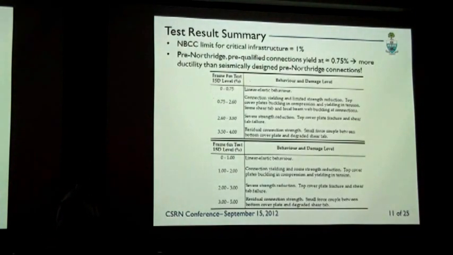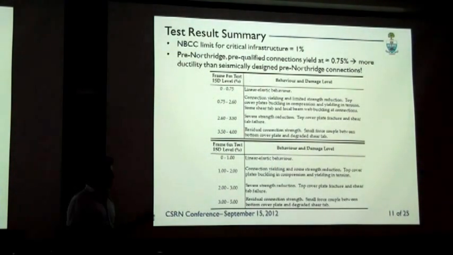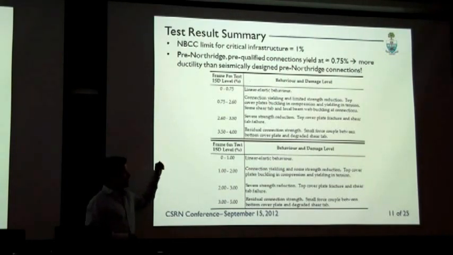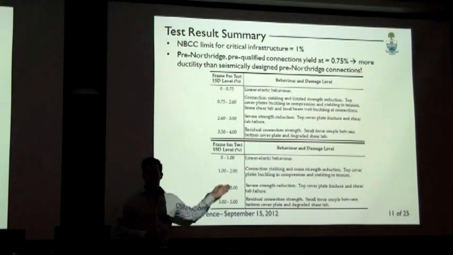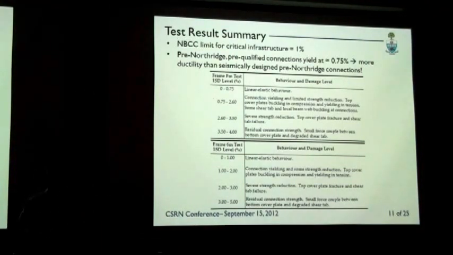This table summarizes the connection behaviors and damage levels associated with various inter-story drift levels. What I want you to get out of this is that we actually had some pretty good connection strength up until 2% inter-story drift. That's when the strength degradation occurred. That's a fairly good limit, because if you consider that the MVCC limits the inter-story drift for critical infrastructure to 1%, this means that these connections can handle this.